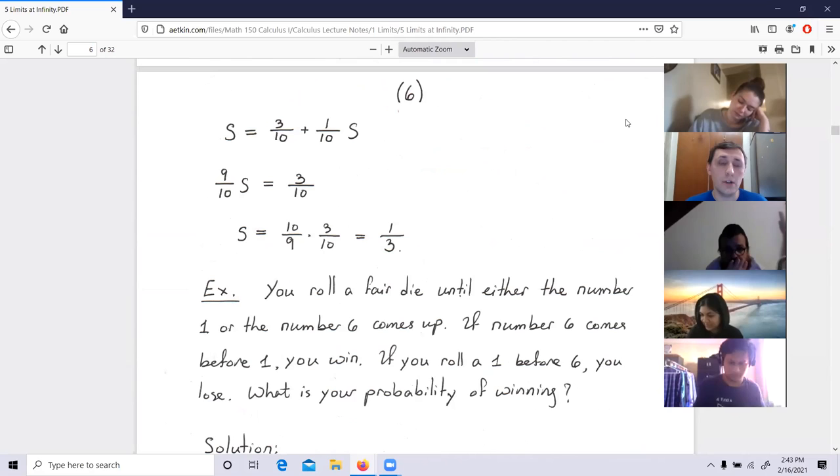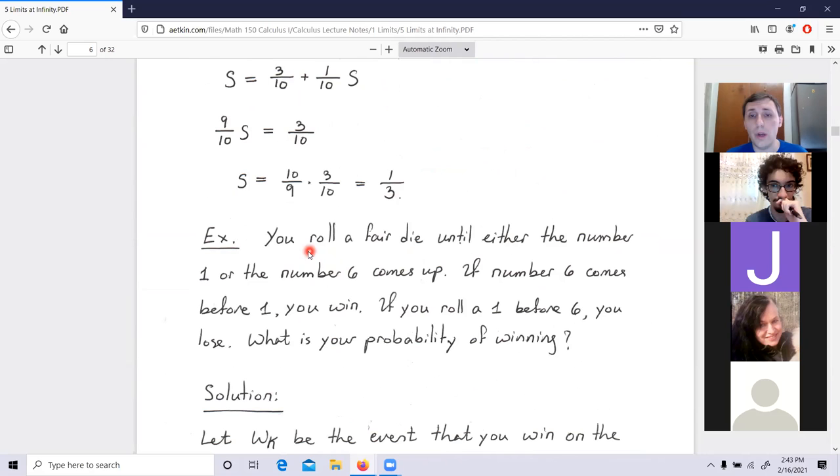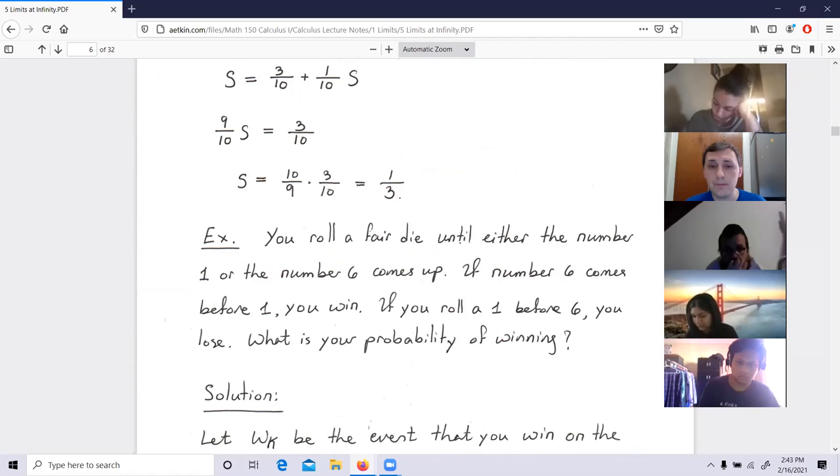So guys, imagine this not so very interesting game where you roll a fair die until either the number one appears and then you stop, or the number six appears and then you stop. You understand? So the stopping of this game is either at one or at six. The first one of those numbers appearing will stop the game. You win if you stop at six, and you lose if you stop at one. Now, what's the probability that you win?